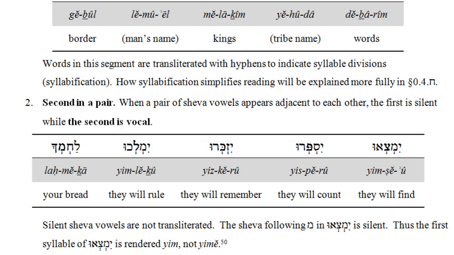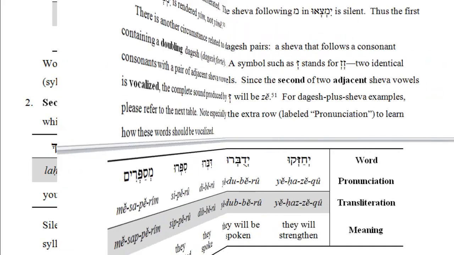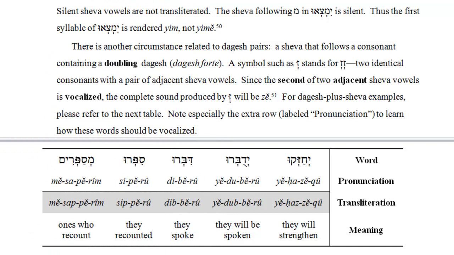When it's necessary to present the transliteration of a word, and this word includes a silent Shava, we do not represent this silent Shava in the transliteration. Now there's a certain circumstance where there are actually 2 Shava vowels adjacent to each other, but you might not recognize it as such initially.